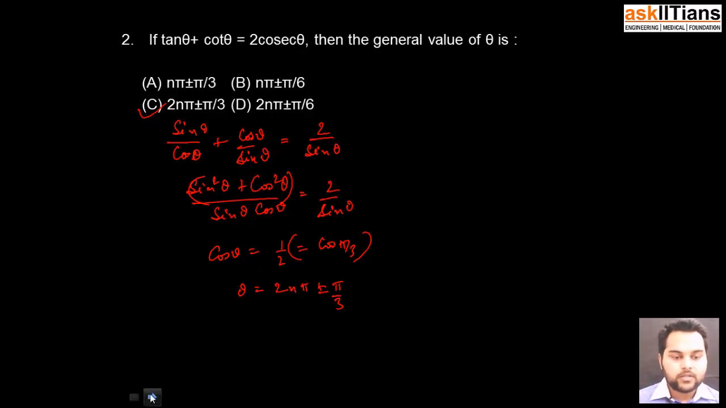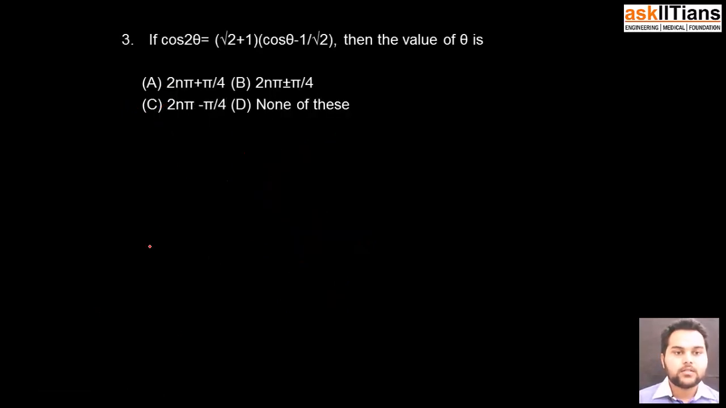Coming to the next question. The next question says cos 2 theta is equal to root 2 plus 1 cos theta minus 1 by root 2. Now cos 2 theta can be written as 2 cos square theta minus 1 being equal to root 2 plus 1 cos theta minus 1 minus 1 by root 2. Minus 1 on both sides would cancel out.